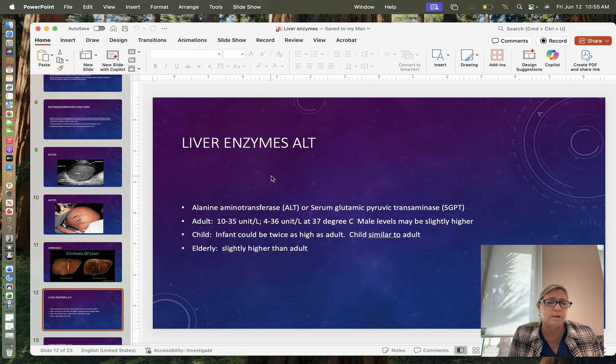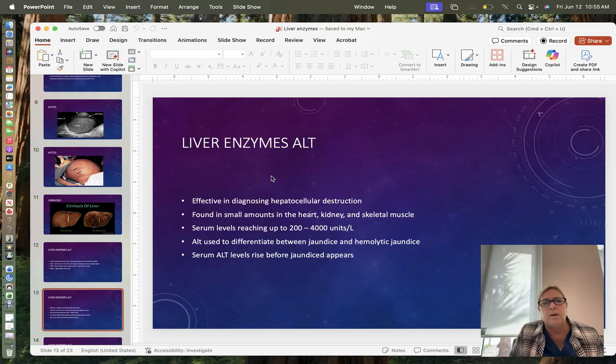But usually what we're going to see in normal adults is the alanine aminotransferase, also known as the ALT. They used to use an old term called SGPT, for the adult, 10 to 35 units per liter. And in men, levels could be a little higher. In children, an infant could be twice as high as an adult. Okay. And a child is similar to an adult. In the elderly, you will see slightly higher levels of the ALT. I always think if the ALT's higher than the AST, then I think there's a liver primary problem.